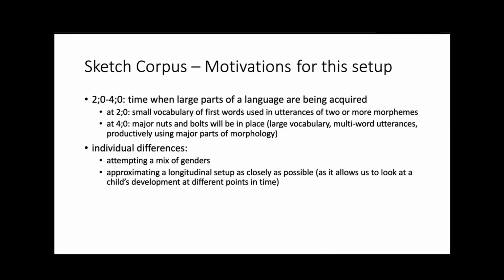The motivation for selecting a mix of genders is driven by a potential, or a coarse attempt, to account for individual differences. And this is also the case with using a longitudinal setup. When one uses a longitudinal setup, what you're doing is controlling for the child's prior knowledge, or differences in children's prior knowledge, by comparing that child to themselves. And this is why a longitudinal setup is ideal, although not strictly required, given the overarching goal of the sketch corpus being that any data should be good data to write a sketch.